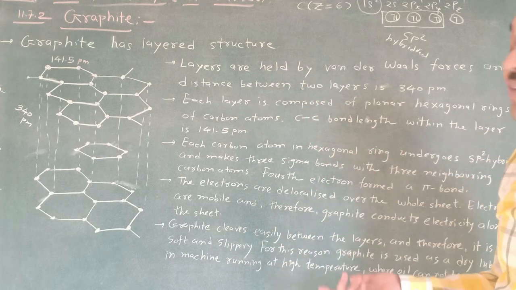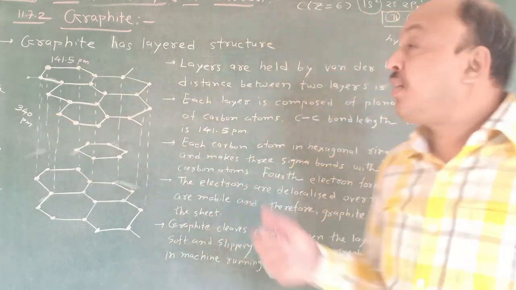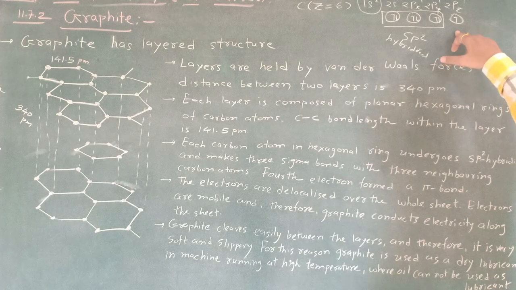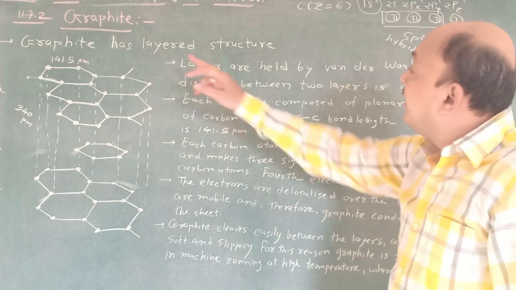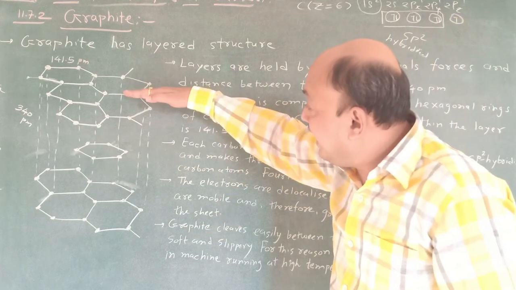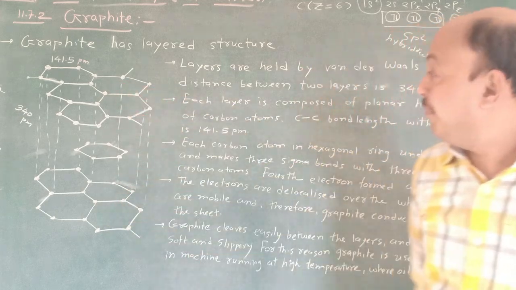Remember, so here it is very, very important. Between 2 layers, there is a free electron present. Okay, a free electron in the 2pz orbital is present, and that's why it's a good conductor of electricity. Okay, so here graphite has a layer structure. This is layer 1, this is layer A, this is layer B, and this is layer A. A and A, they are the same.